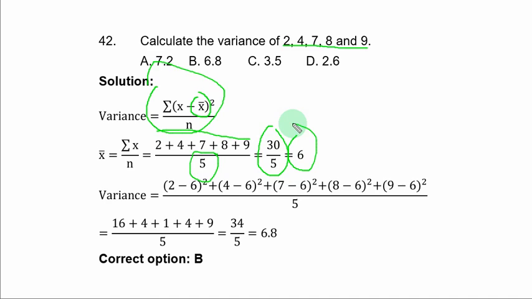Now for the variance, you subtract the mean from each data, you square it, and you add to the next until all is considered. So the first one is 2 minus the mean 6 all squared, plus the second one is 4 minus the mean all squared, and so on. 2 minus 6 is minus 4. Minus 4 squared is 16. So you have others plus 4 plus 1 plus 4 plus 9 over 5. If you add, you have 34 over 5, and that gives 6.8. B is the correct option.